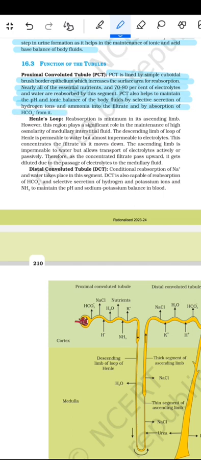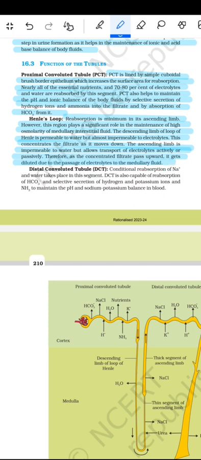Henle's loop. Reabsorption is minimum in its ascending limb. However, this region plays a significant role in the maintenance of the high osmolality of the medullary interstitial fluid. The descending limb of the loop of Henle is permeable to water but almost impermeable to electrolytes. This concentrates the filtrate as it moves down. The ascending limb is impermeable to water but allows the transport of electrolytes actively or passively. Therefore, as the concentrated filtrate passes upward, it gets diluted due to the passage of electrolytes to the medullary fluid.